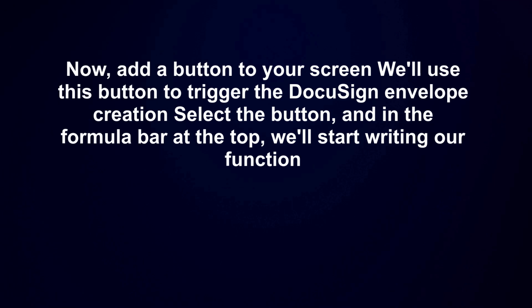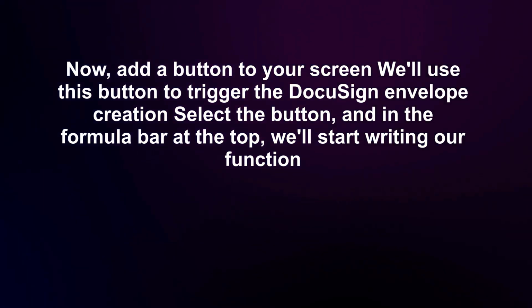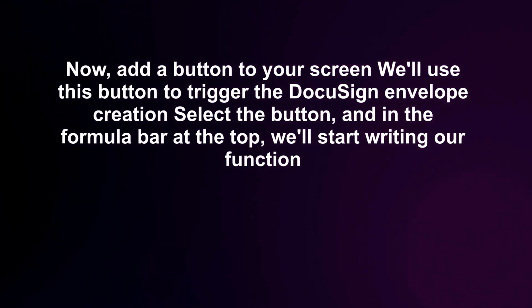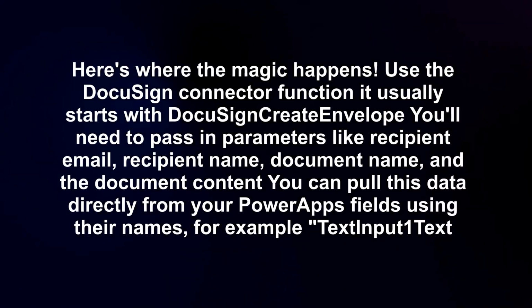Now, add a button to your screen. We'll use this button to trigger the DocuSign envelope creation. Select the button, and in the formula bar at the top, we'll start writing our function. Here's where the magic happens.